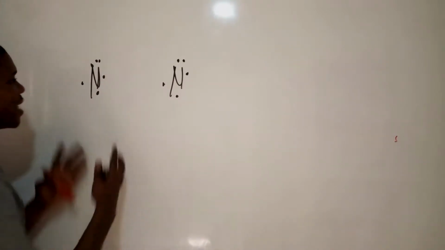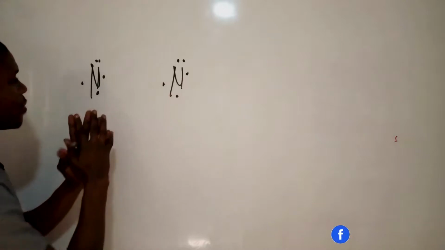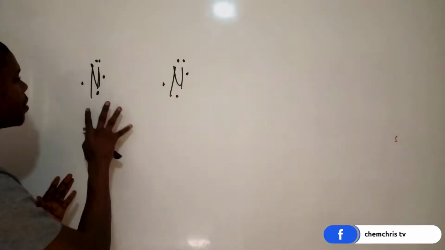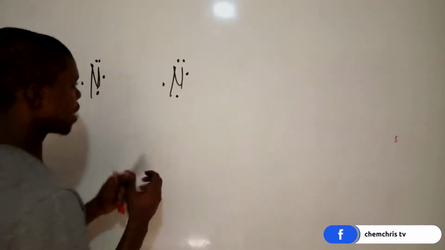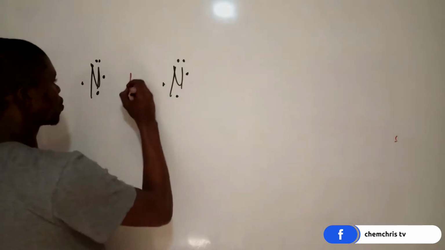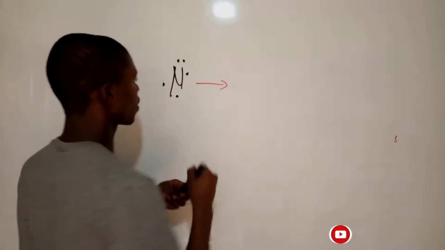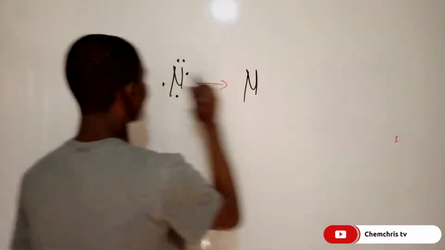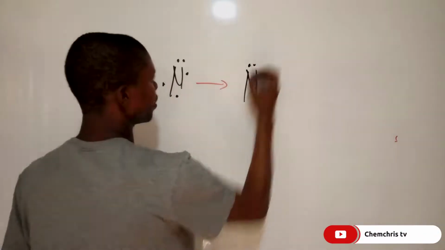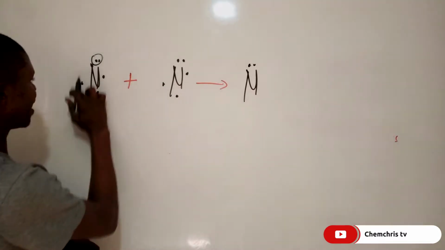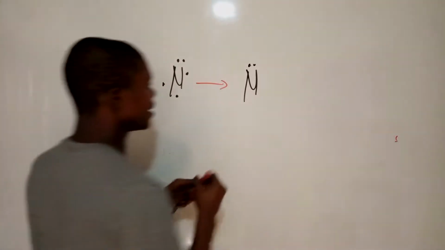What will happen here? 2 of them will form a bond together. They will form triple bonds. So what do I mean? It means that when you combine these 2 together like this, now here we have nitrogen. Nitrogen. So this one should be this guy here, right? Now let these 3 electrons come here like this.